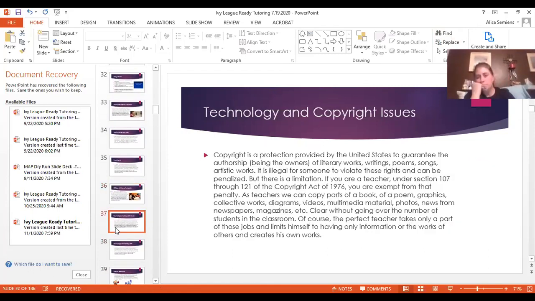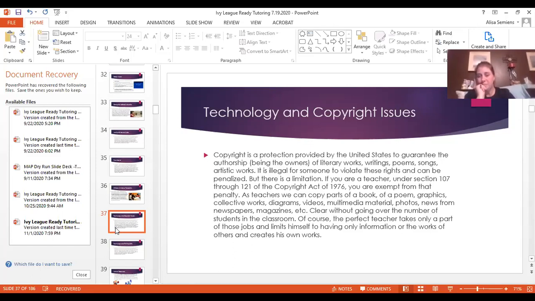So, technology and copyright issues. Copyright is a protection provided by the United States to guarantee the authorship of literary works, writings, poems, songs, and artistic works. It is illegal for someone to violate these rights, and they can be penalized. But there is a limitation, guys. If you are a teacher under Section 107 through 121 of the Copyright Act of 1976, you are exempt from that penalty. Does that mean you need to take the entire book of poems, the entire collective works? No, you probably can still be sued.